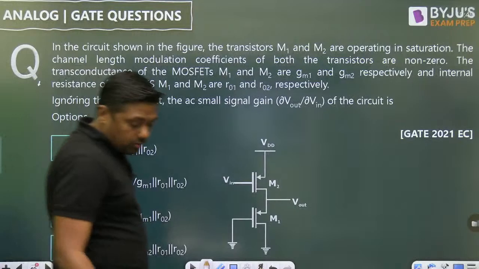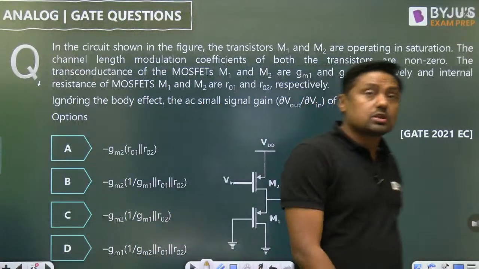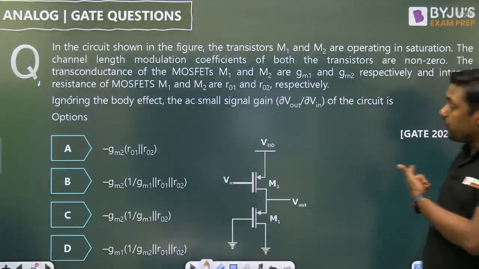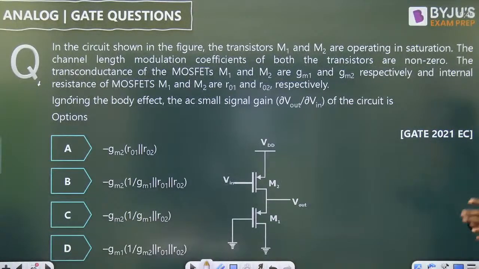Electrical students, normally we are not getting this type of questions, but watch the next question, on the same model from the electrical branch. So let's see, what is the gain dV out by dV in of the circuit?